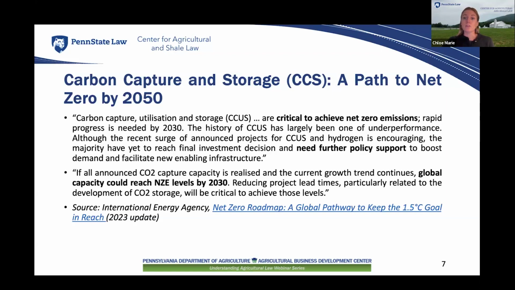CCS is especially valuable for hard-to-abate sectors such as cement and steel. It also supports the scalable and cost-effective production of low-carbon hydrogen, and plays a vital role in carbon removal strategies, including bioenergy and direct air capture.